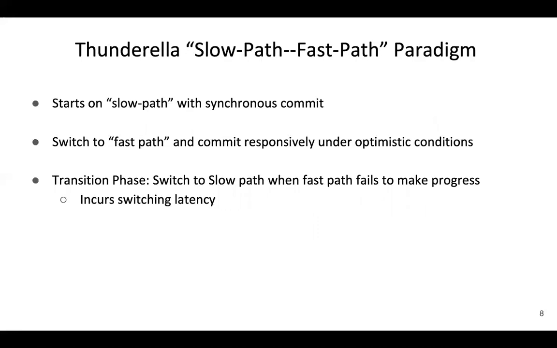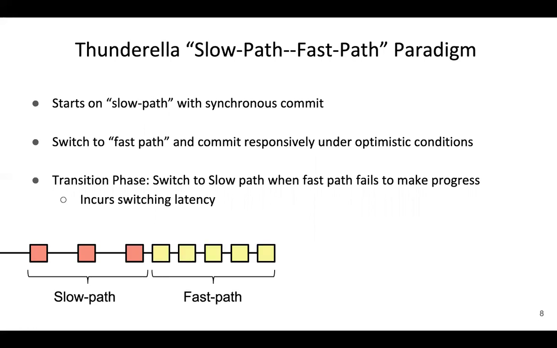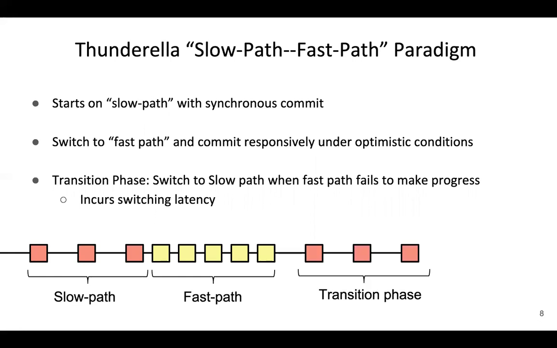Thunderella has this notion of slow path and fast path, where the system usually starts in the slow path with synchronous commit. When optimistic conditions are met, the protocol makes an explicit switch to the fast path, where replicas commit responsively. Over here, the replicas need to agree on which path to commit in, and they together move to that path. When the fast path fails to make progress, the protocol falls back to a slow synchronous mode using an intermediary transition phase, which incurs some switching latency.